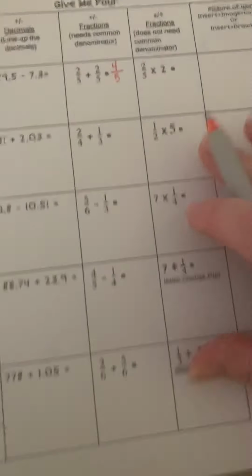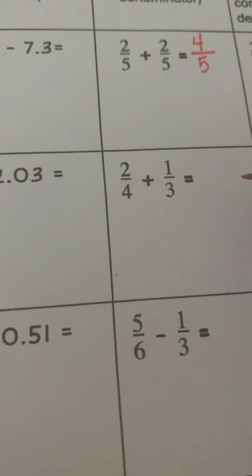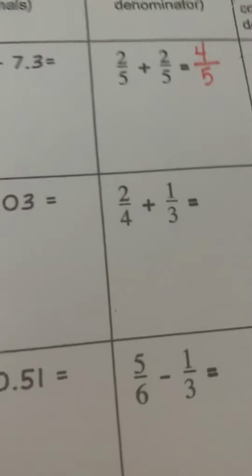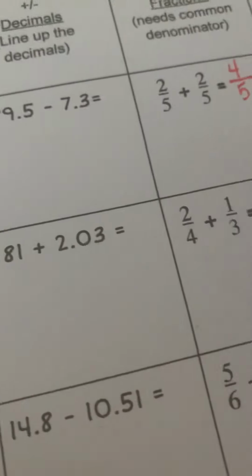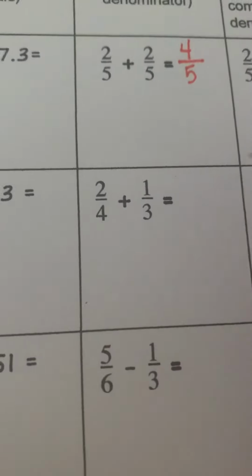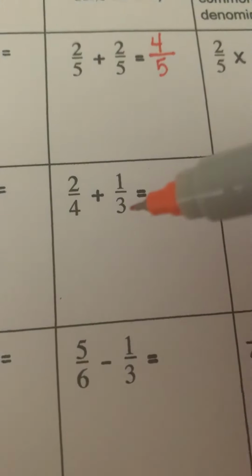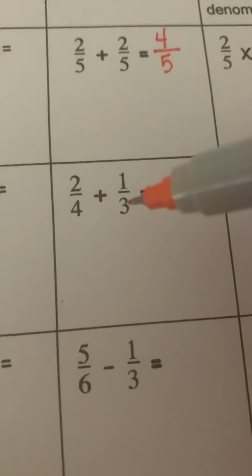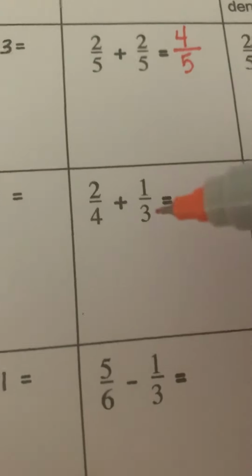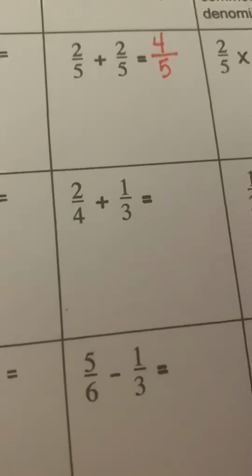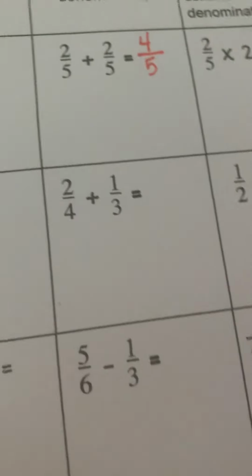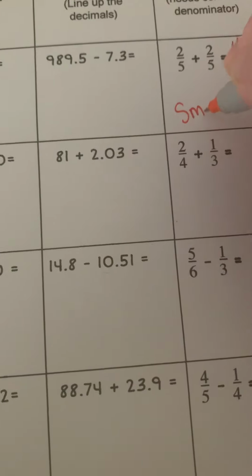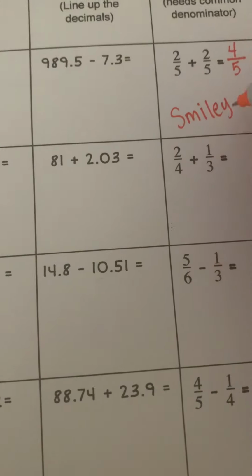Okay, now looking at this next one, I've got 2/4 plus 1/3. One way we could do this is to find a common denominator, and so list out the multiples of 4 and the multiples of 3, and then circle the bottom one, and then find the equivalent fractions. But remember, we learned a much simpler way, and we called it the smiley face method.